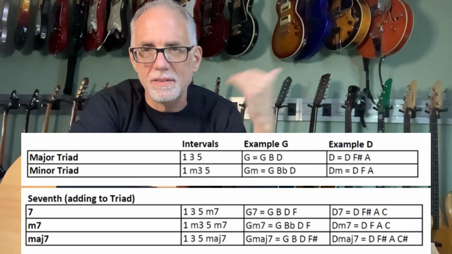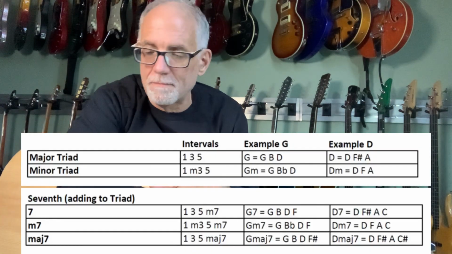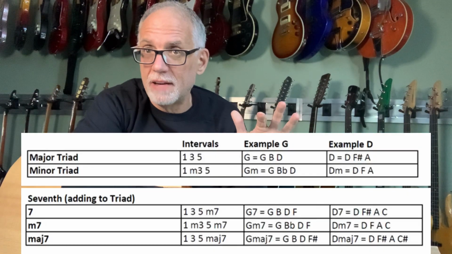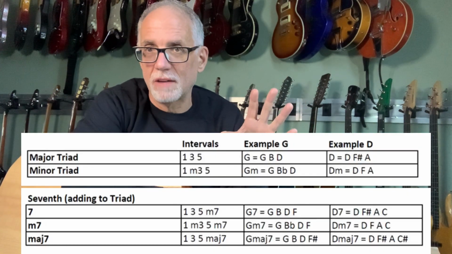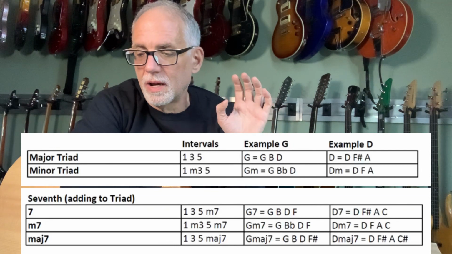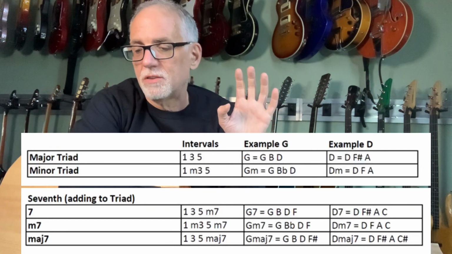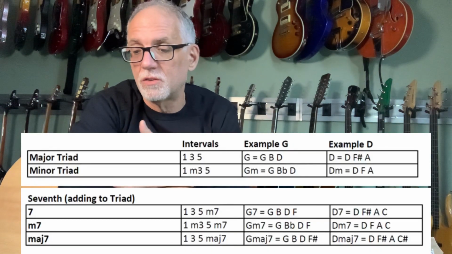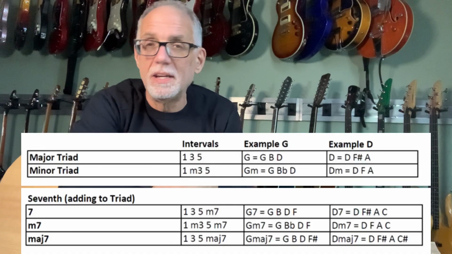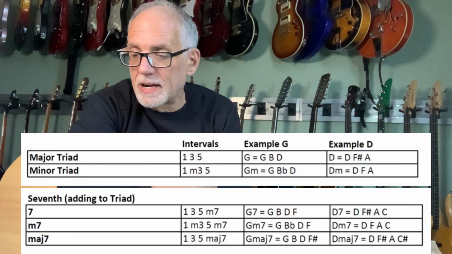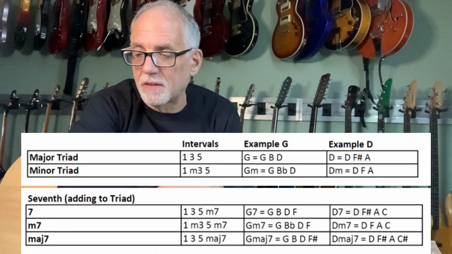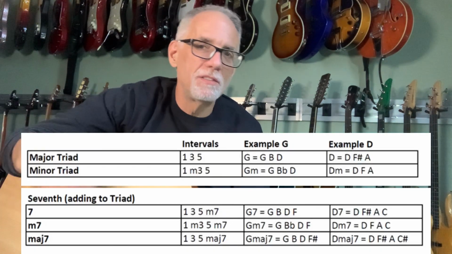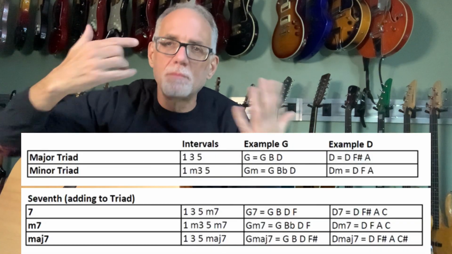And then compare that to the last one, the major 7th, which has the original major triad, 1, 3, 5, and then we're adding the major 7th interval to that. So for G major 7, it's G, B, D, and F sharp. That's the note that's in the major scale for G. And then for D major 7th, it's D, F sharp, A, and C sharp. Just comparing these to each other helps you solidify in your mind how they work.